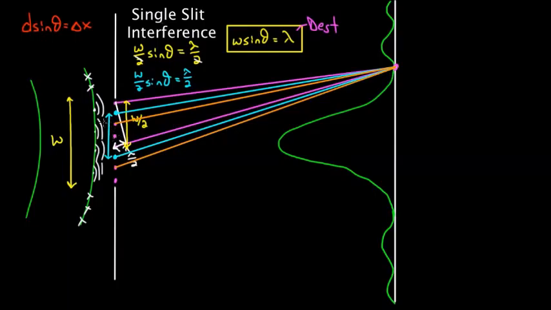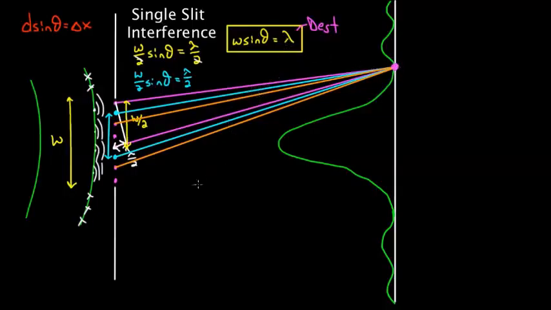I can pair them off and keep pairing them off. I'd get destructive for all of them. I could annihilate all of them by pairing them off and finding a partner that's destructive to that one. And so this really is a destructive point. This point over here, all the light is gone, completely annihilated, gives you destructive.